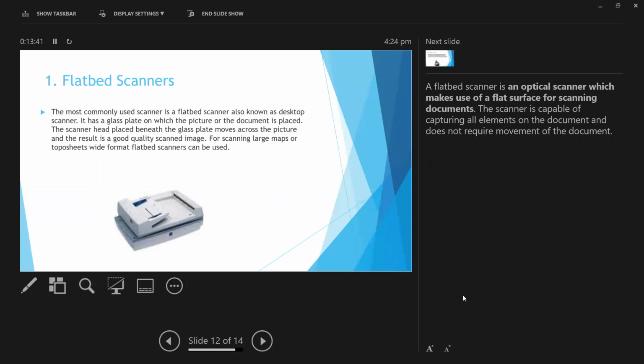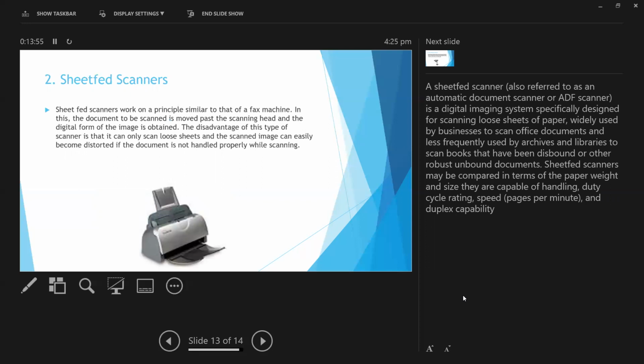A flatbed scanner is an optical scanner which makes use of a flat surface for scanning documents. The scanner is capable of capturing all elements on the document and does not require movement of the document. Sheet-fed scanners. Sheet-fed scanners work on a principle similar to that of a fax machine. In this, the document to be scanned is moved past the scanning head and the digital form of the image is obtained. The disadvantage of this type of scanner is that it can only scan loose sheets. The scanned image can easily become distorted if the document is not handled properly while scanning.